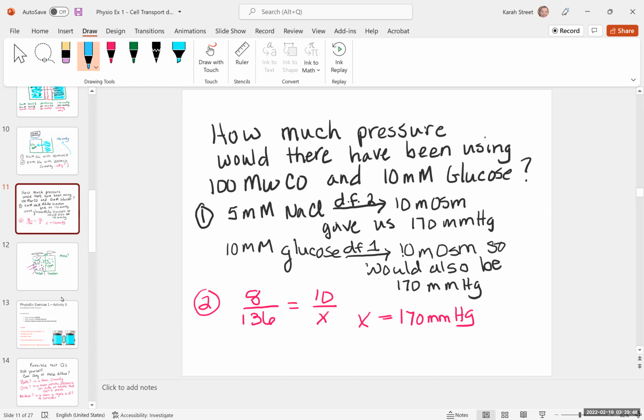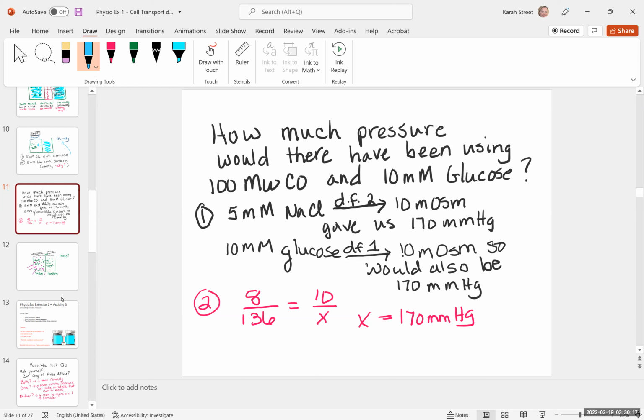So my challenge question is, if I use 10 millimolar glucose using 100 molecular weight cutoff, glucose cannot move, cannot diffuse. Glucose has a dissociation factor of 1. So 10 millimolar glucose would give me a 10 milliosmolar. So that would also give me an osmotic pressure of 170 millimeters of mercury.